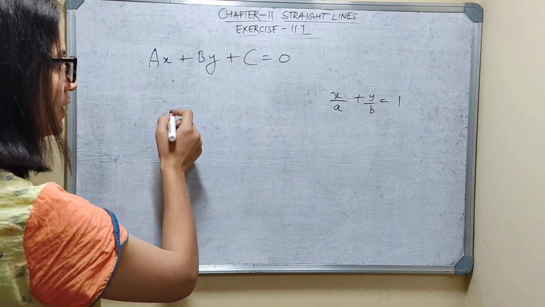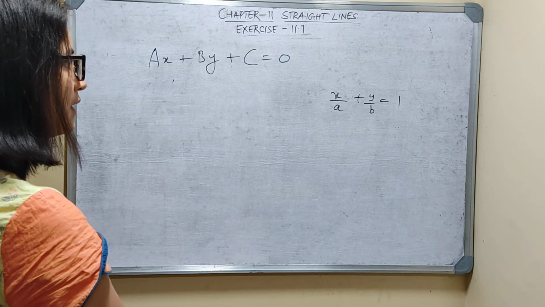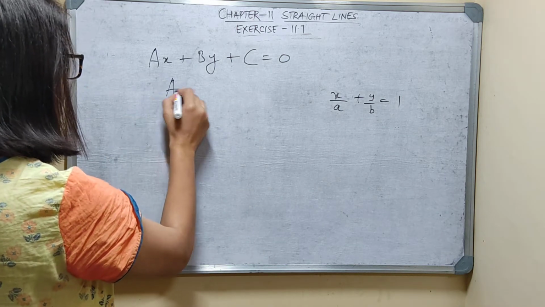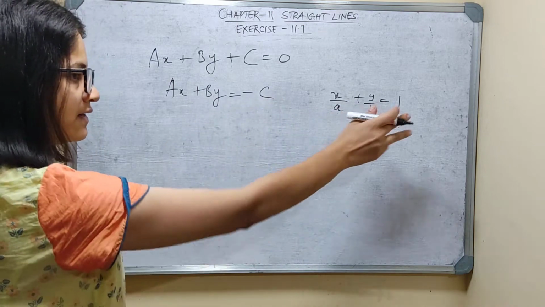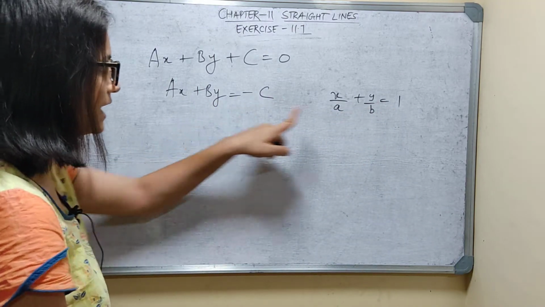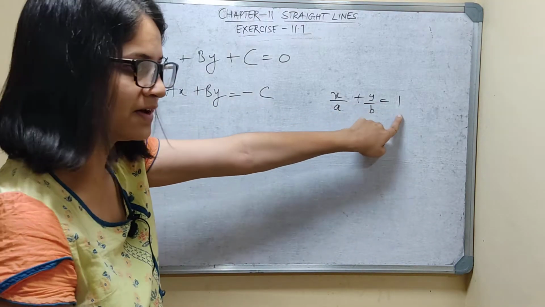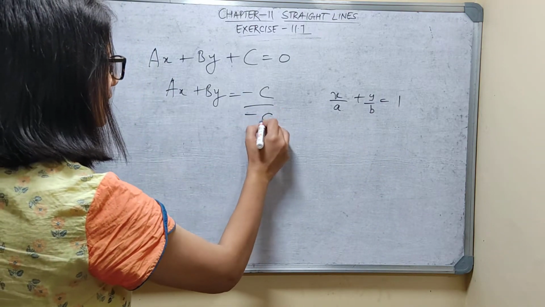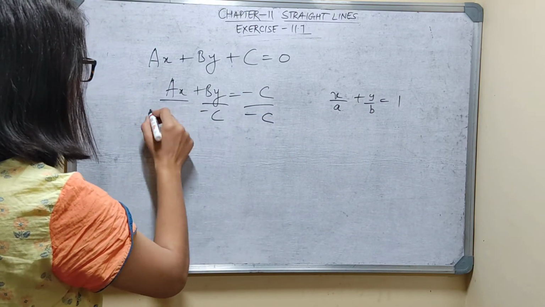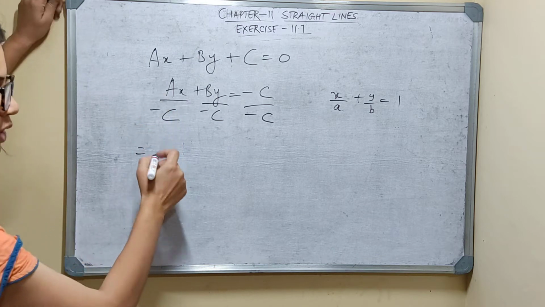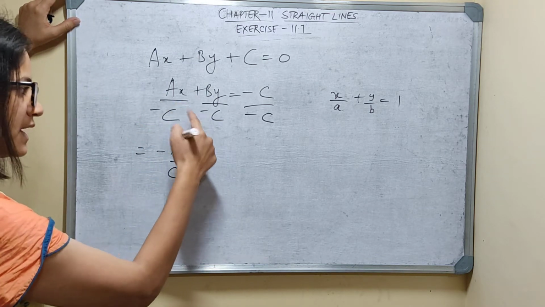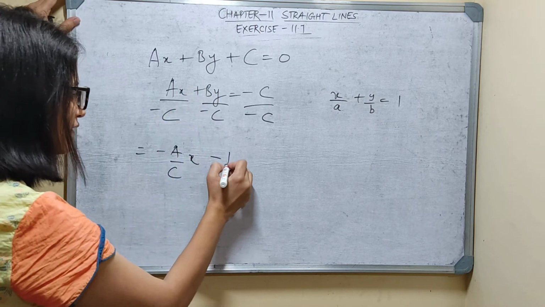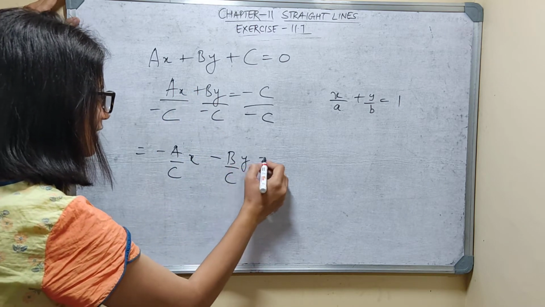So how can I do it? x upon a plus y upon b is equal to 1. So what can I write? ax plus by is equal to minus c. I need x, I need y, but I need 1 on that side. So divide by minus c. So here a upon minus c I am writing as minus a upon c x, plus minus b upon c y is equal to 1.